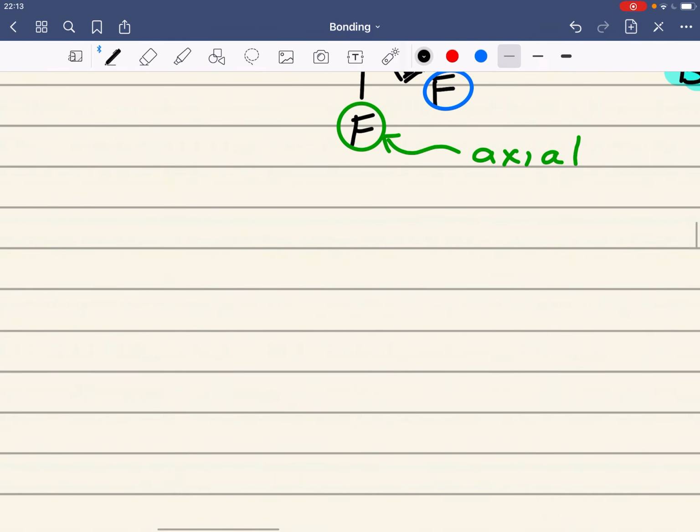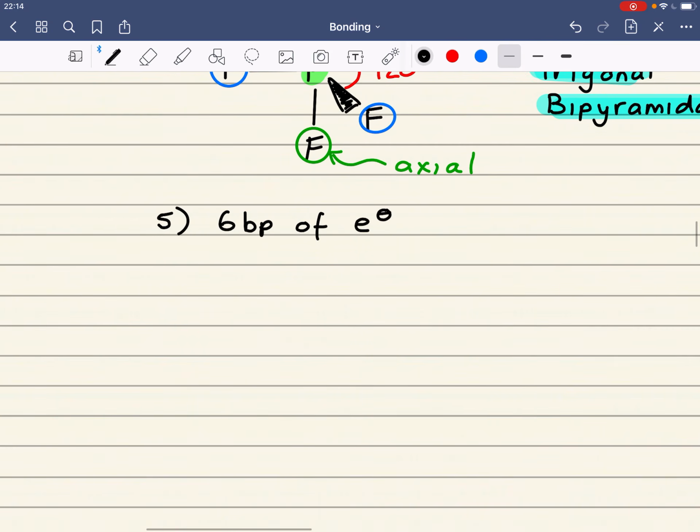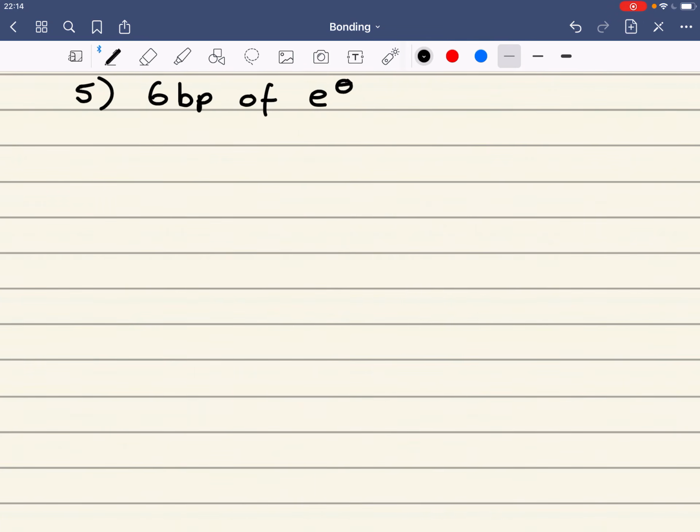The 5th and final basic shape is if I've got 6 bonding pairs of electrons around a central atom. And an example here would be SF6. So sulfur is my central atom, which in each case I've highlighted in green. And what we get then is 1 above, 1 below. Then we get 2 coming out in front of me, 2 wedge bonds, and 2 going behind me, 2 behind the plane.